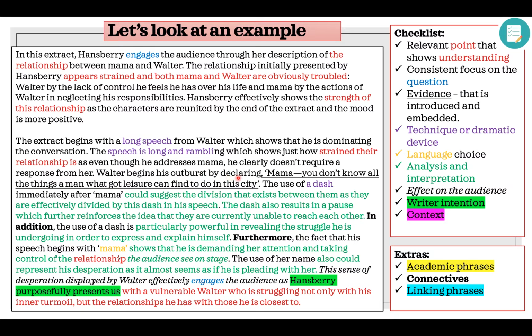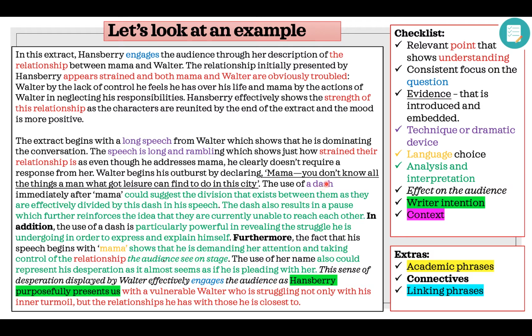Walter begins his outburst by declaring. Now, notice how just before the quotation is included, it's introduced and embedded. Now, it's better if you don't just start a sentence with a quotation. So to introduce it, you usually say who is talking, who they're talking to. You can say where they are, if it's necessary, why they're saying it, the tone, just so it's clear the context of this particular quotation. So Walter begins his outburst by declaring, "Mama, you don't know all the things a man what got leisure can find to do in this city."